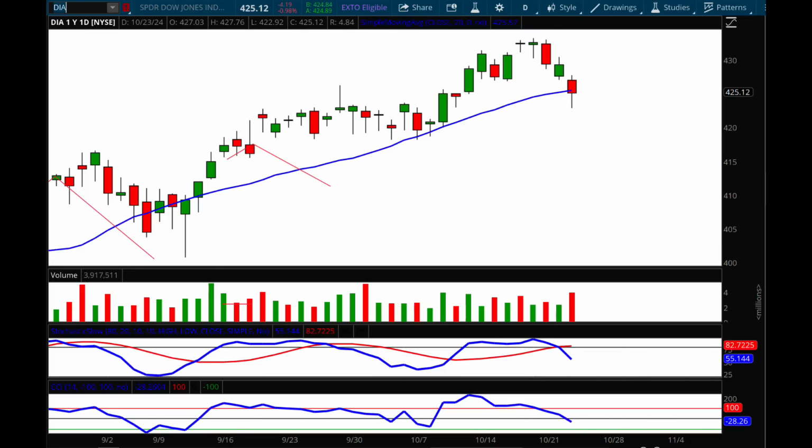We could even zigzag our way down to that target with an A to B, pivot back up to C, then pivot lower to a D. That's an ABCD pattern that I talk about quite often.